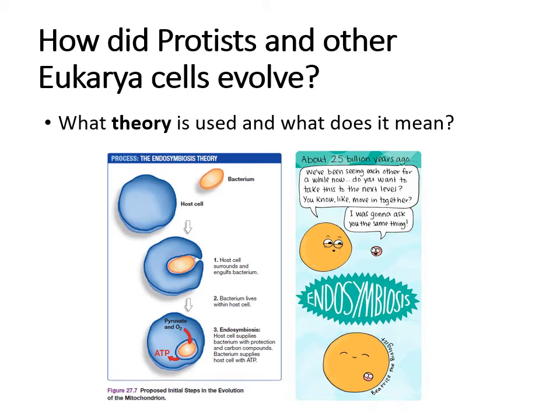Now, the main theory used to explain how these eukaryotic cells evolved is called the endosymbiosis theory. Okay, so you have the spelling right here in the figure. And you can break down that word to kind of figure out what this theory actually means. So whenever you see the prefix endo, endo means within, okay? And then symbiosis is when two organisms are living in close connection. They have a very strong relationship.